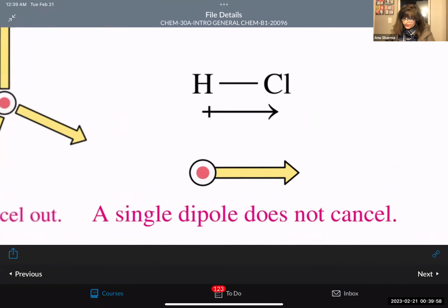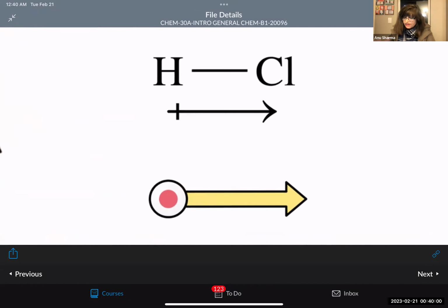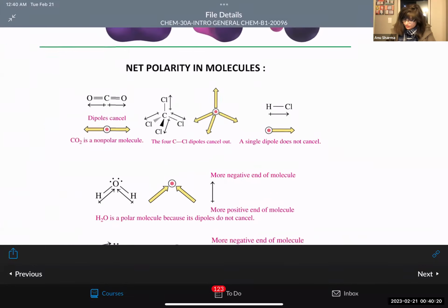But on the other hand, look at this, HCl. Here, chlorine is more electronegative than hydrogen. So we see the electrons are pulled by the chlorine. It's an unequal sharing of electrons. This is a polar bond. Hydrogen is less electronegative, chlorine is more electronegative. So a dipole is induced, and this becomes overall a polar molecule. Okay, so that's one thing.